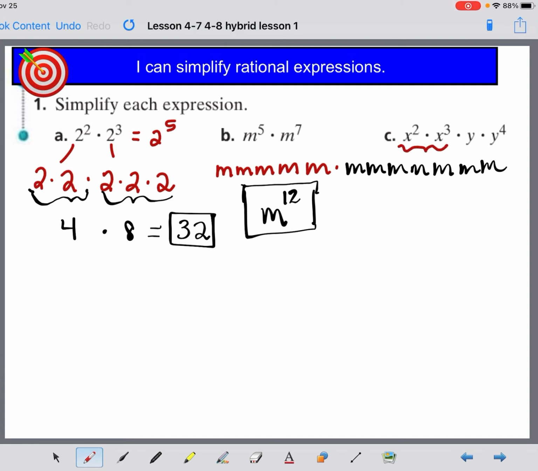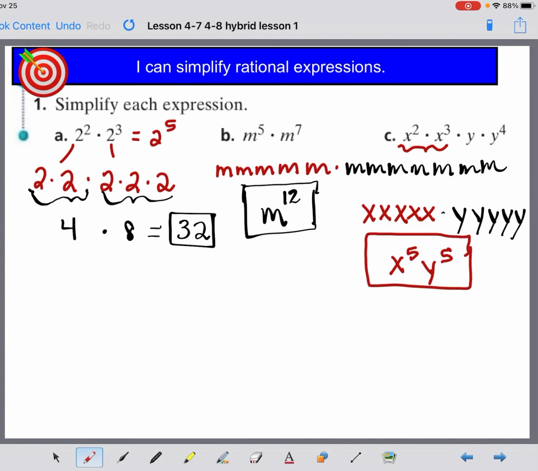The next one, I have x to the second times x to the third. Well, x to the second is x times x. x to the third is x times x times x. Then I have y. y is the same as just one y. Then I have y to the fourth. Written out, I have 5 y's. Simplified, I have x to the fifth and y to the fourth. No, I don't. I have y to the fifth, don't I? So this is how we simplify our variables.